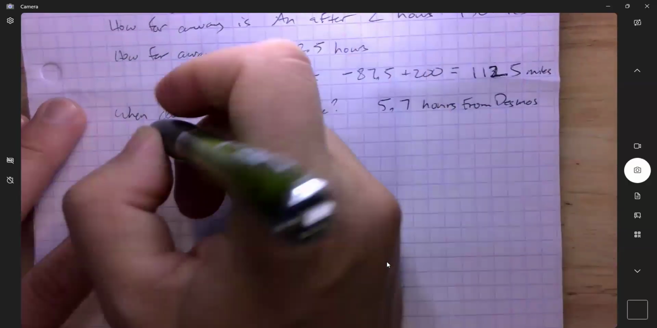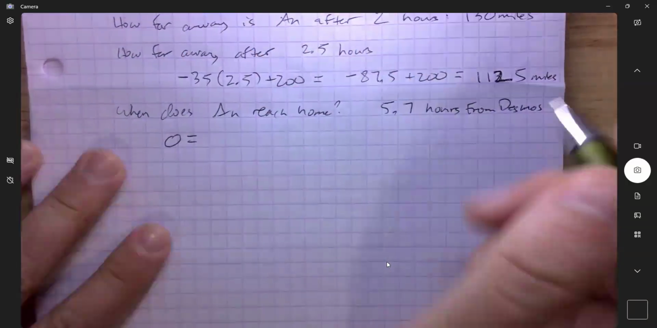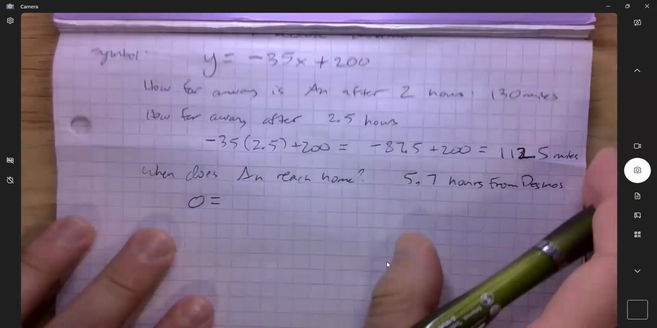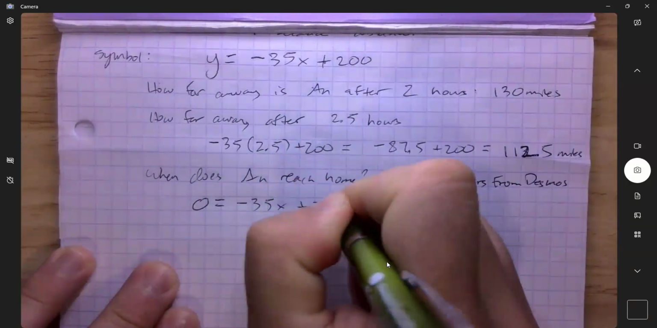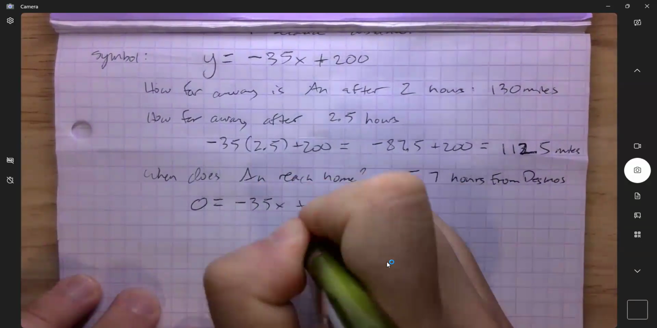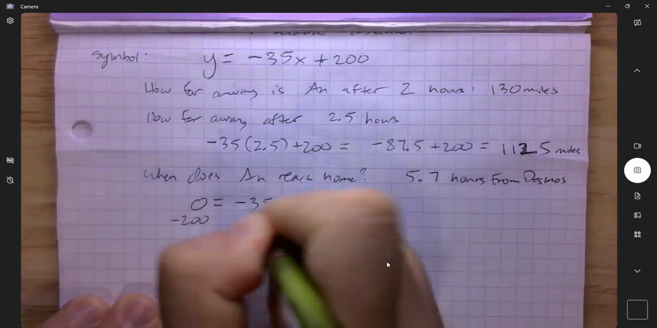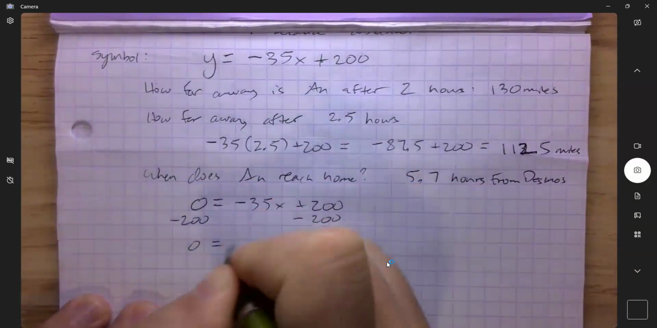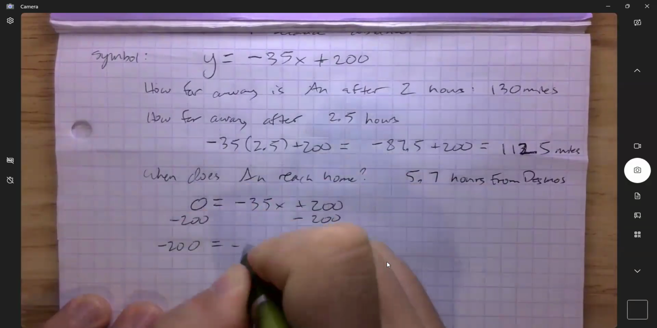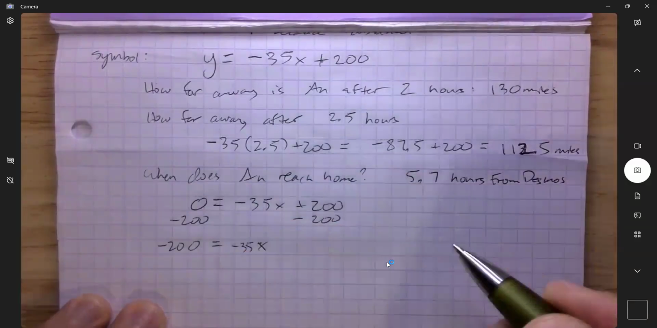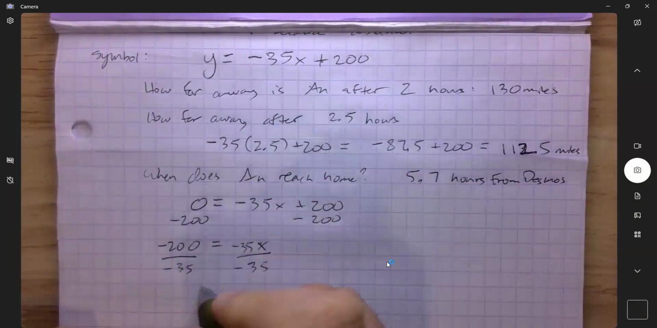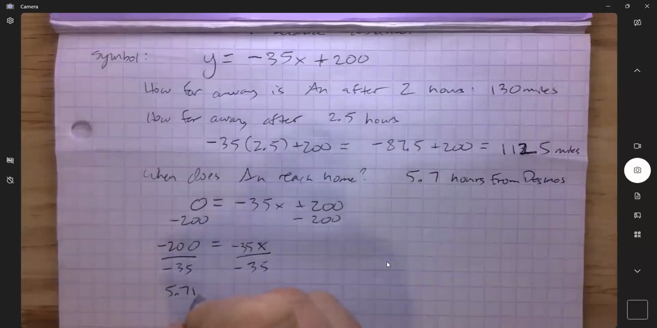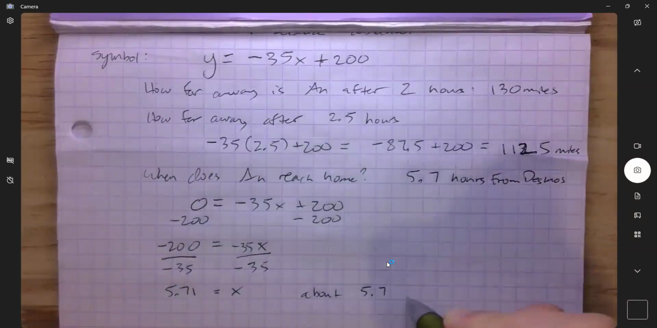And we can say if distance is 0, that means y is 0. And I'm trying to solve this multi-step linear equation. Subtract 200 from both sides to isolate the x, and I have negative 200 equals minus 35x. Divide both sides by minus 35, and I get 5.71 dot dot dot equals x. So about 5.7 hours.